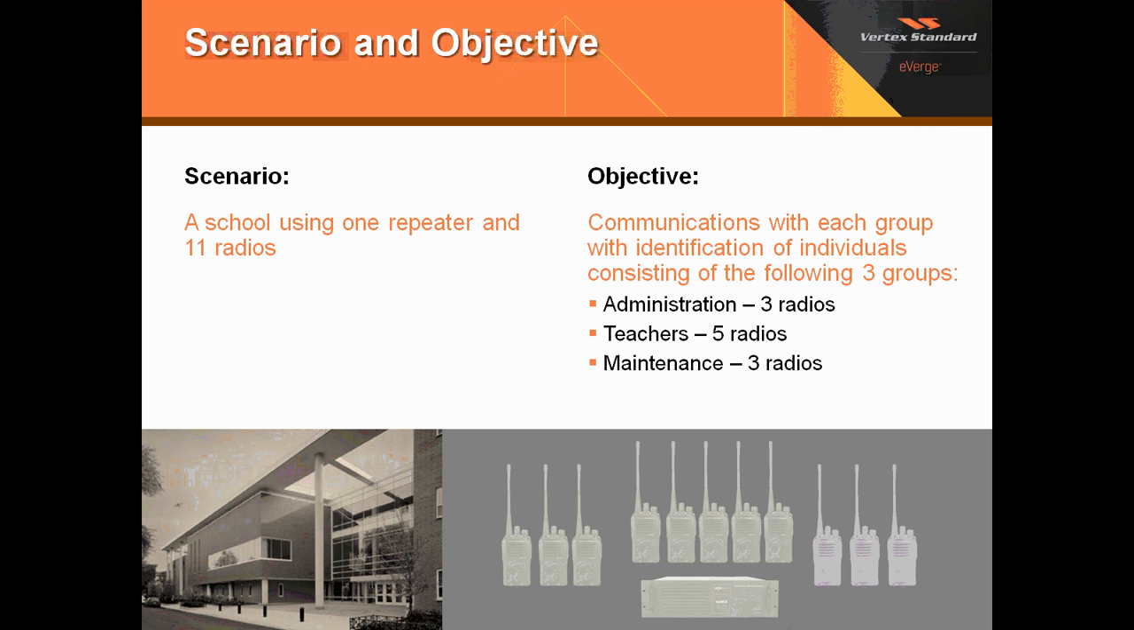First off, we've got our scenario, which is a school using one repeater and 11 radios. With that, we have an objective to have each group in that school communicate with the identification of the individuals and be broken up into 3 different groups. The groups would be administration, teachers, and maintenance, and you'll have 3 administrators, 5 teachers, and 3 maintenance.